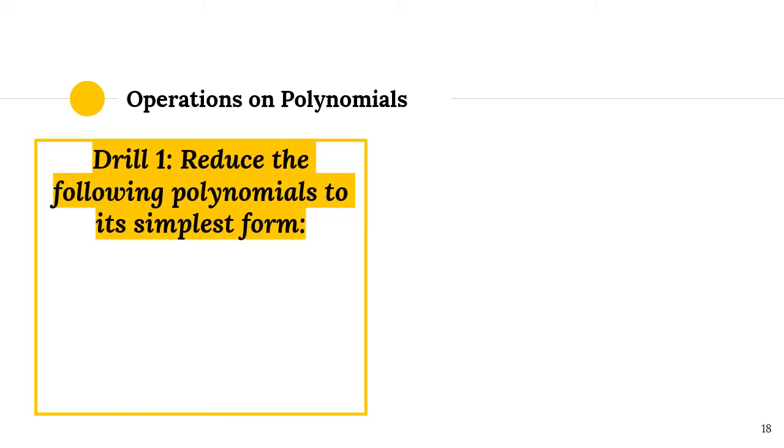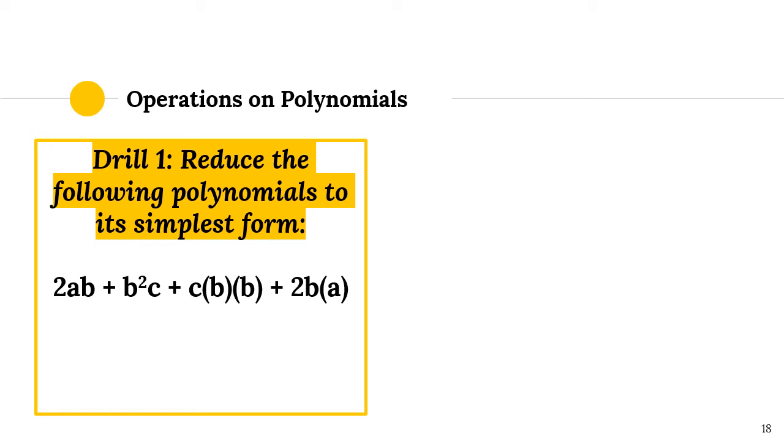So let's have a drill. Reduce the following polynomial to its simplest form. So we have 2ab plus b squared c plus c times b squared plus 2b times a. We need to remove the parentheses first on the third and the fourth terms, giving us cb squared and 2ab. Now, notice that if we're going to follow the order, it becomes cb squared and 2ba.